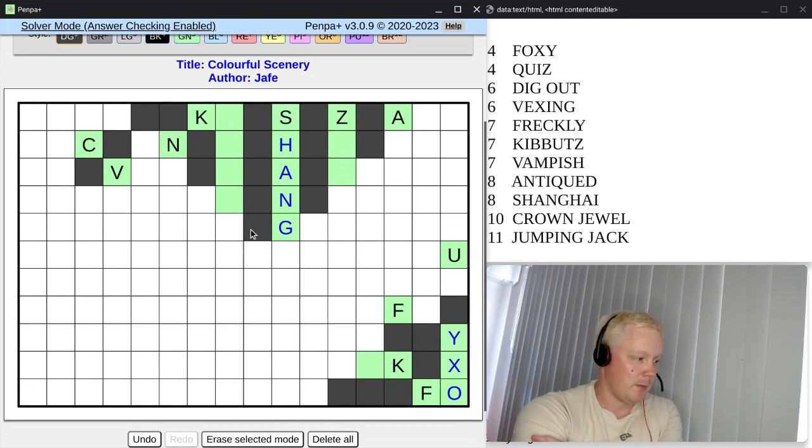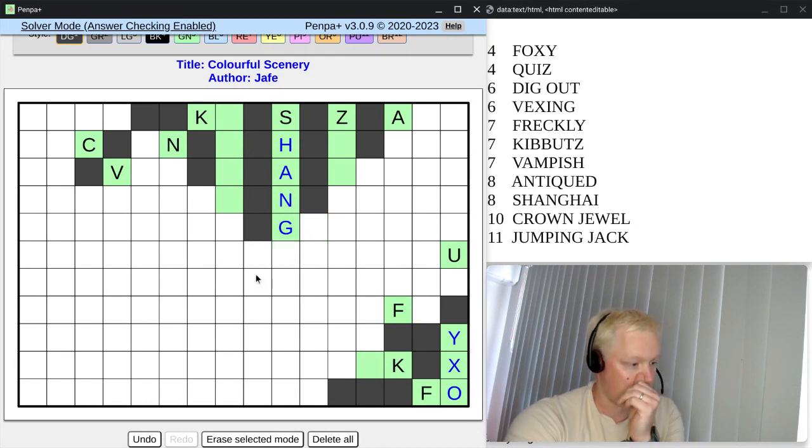And now, do we know something based on this? Do we know something more about Shanghai? No, it could still go here with the H, or it could go there. So we don't know enough yet. Okay, so that was K. It must be 7 or more, 7 or 11 specifically, but we don't know where it goes yet.